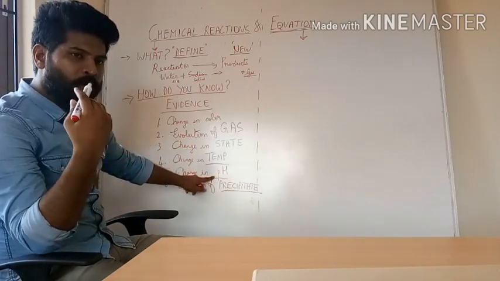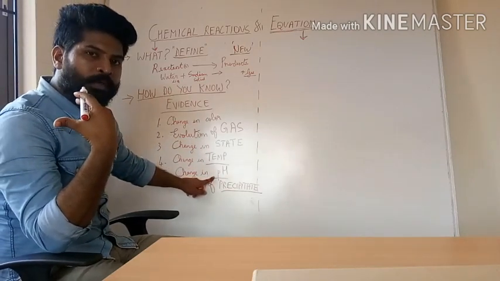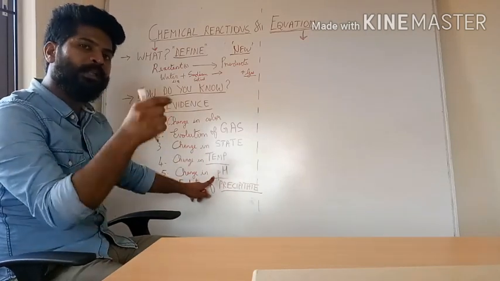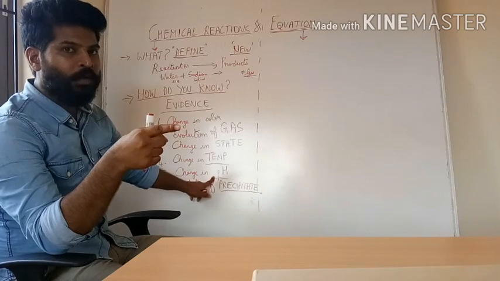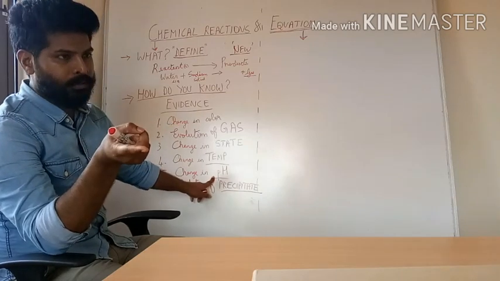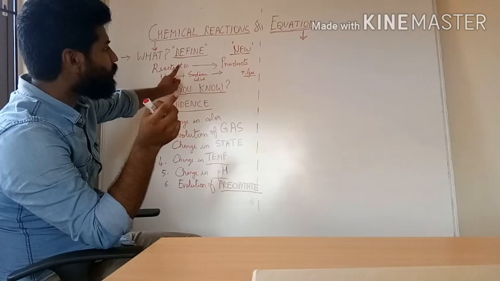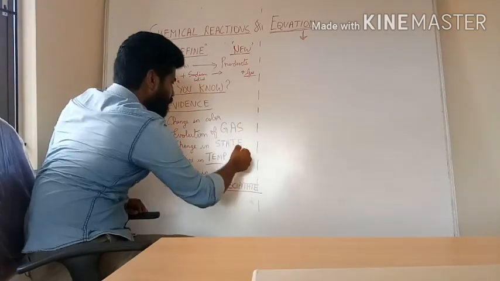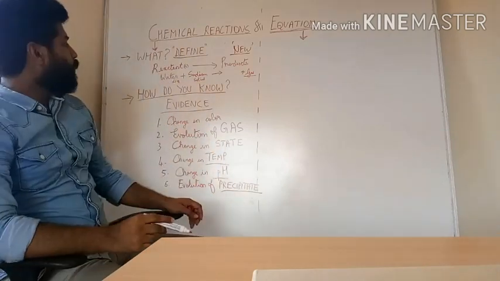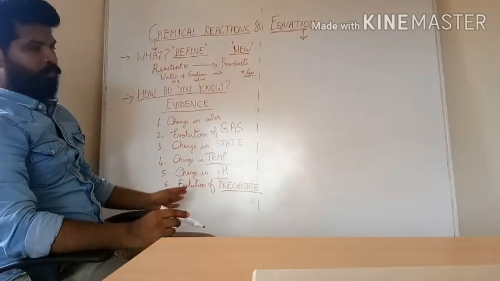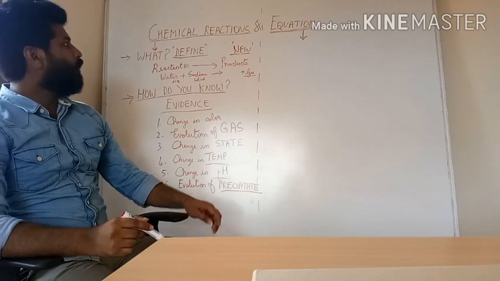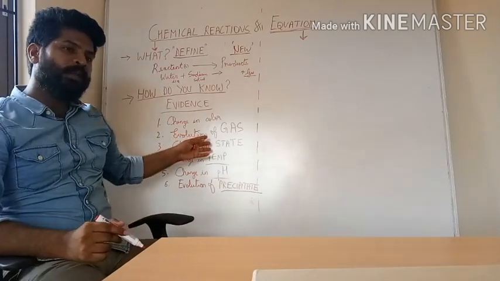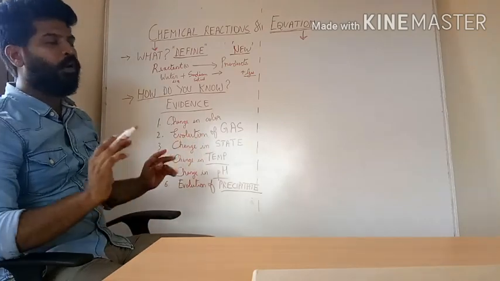Change in pH, we cannot see it visually. We have to use a pH paper and then check it. In this case, we could see because we have used the pH indicator. So that is why I chose this reaction, because it shows us all these 5 things except the last one. So that is our end of first part of today's session. What is a chemical reaction and how do you know whether a chemical reaction has taken place or not?